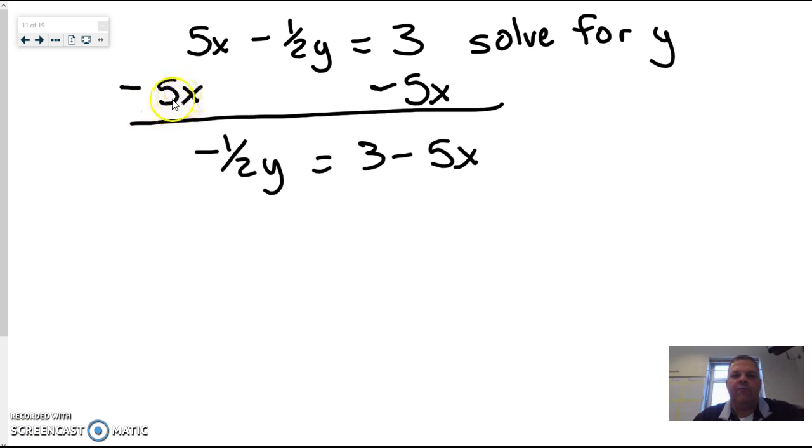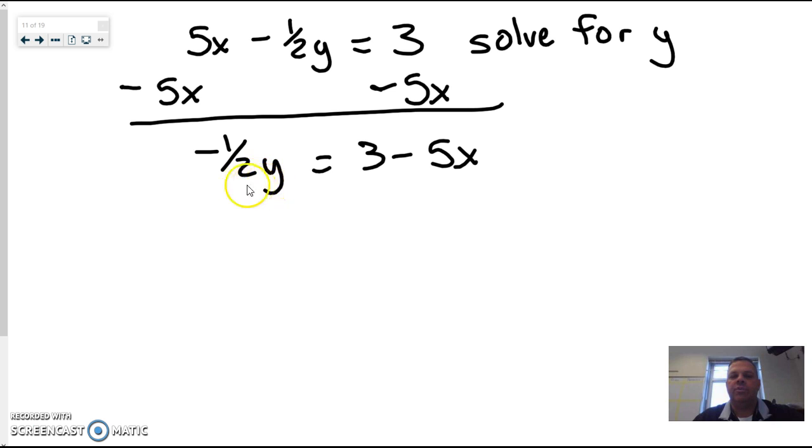Since I have subtracted 5x from both sides, 5x minus 5x is nothing, so I am left with negative 1/2 y. On this side, I cannot combine these because they are not like terms. Therefore, I have 3 minus 5x. I must now isolate the y and get rid of the negative 1/2.